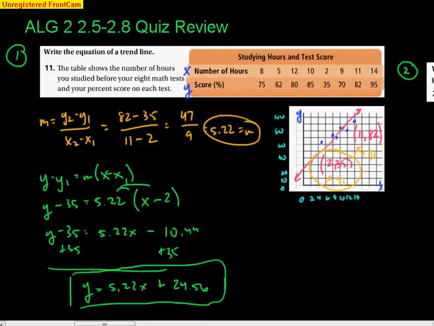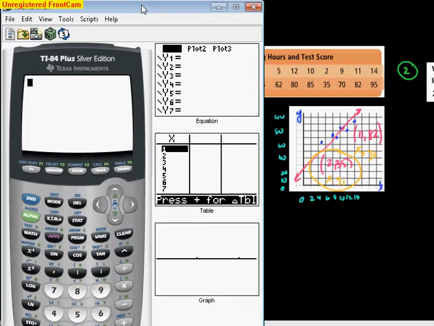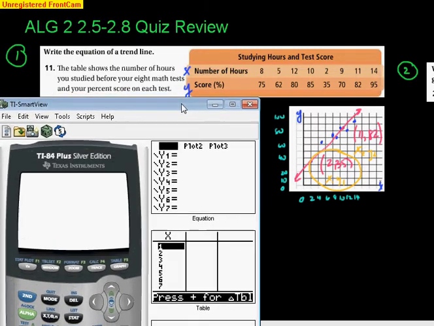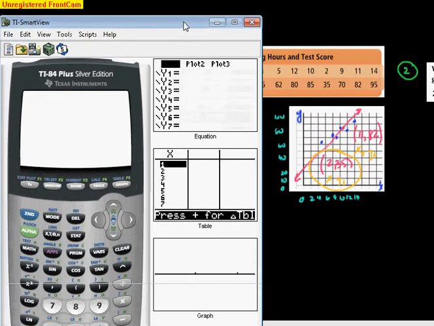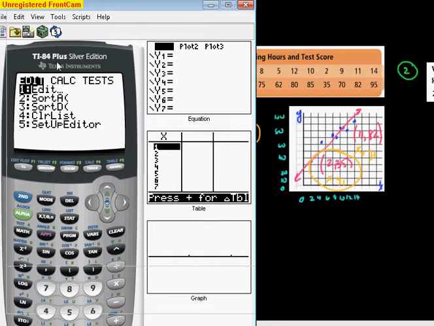I'm going to bring my calculator up here and slide it over. So that should be in the window. And I'm going to bring it down here just so I have my data. So I have all my data listed right there. I'm good to go.